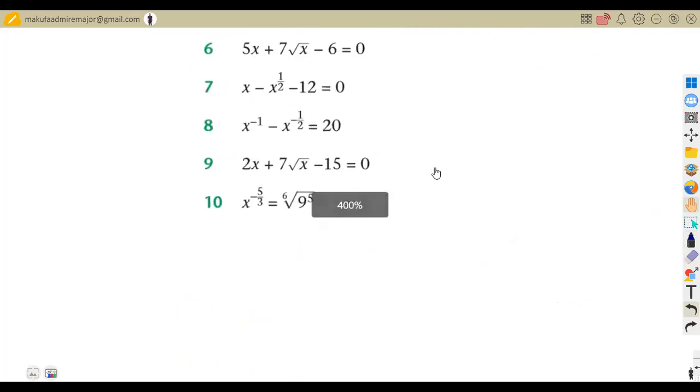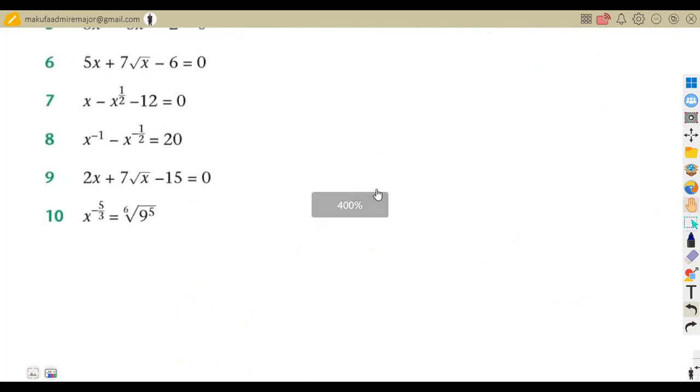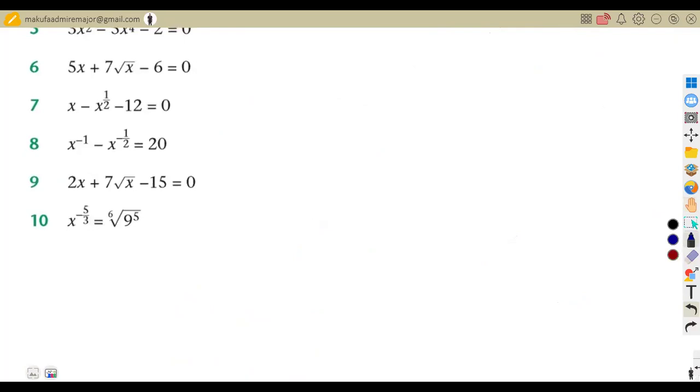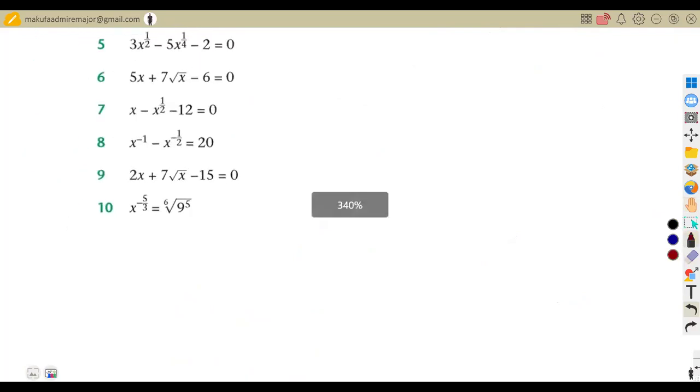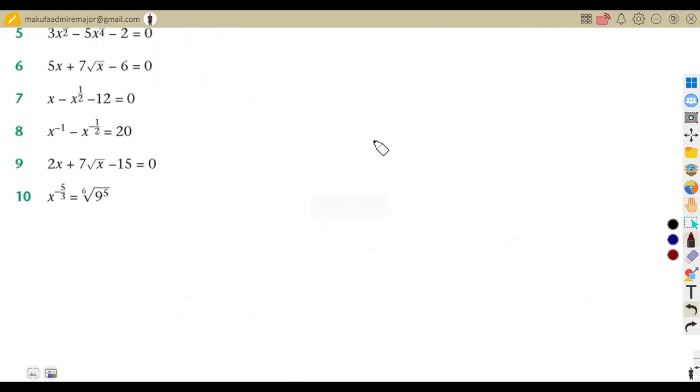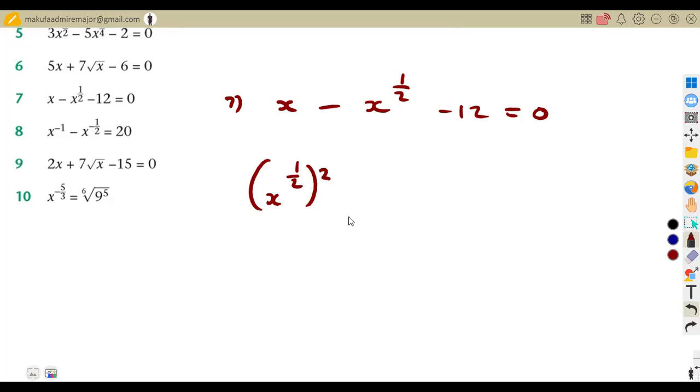All right, so this is exactly one thing happening on question number 7. We're not going to answer all of these questions, guys. Do as many questions as you can. Question number 7 is the same approach again. X minus x to the exponent of a half minus 12 is equal to 0. This is what you're given. So if you check, I said this x is the same as x to the exponent of a half to the exponent of 2. If you combine this, that will be a 1. Minus x to the exponent of a half minus 12 is equal to 0.